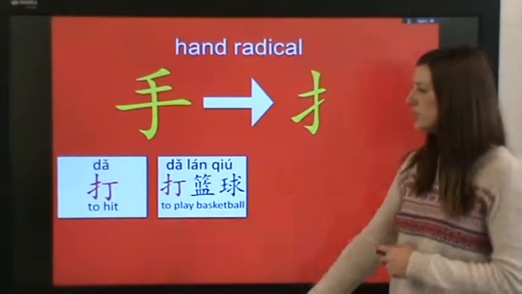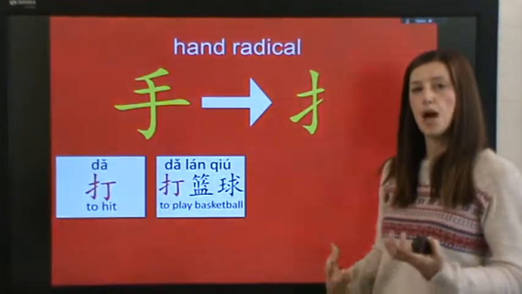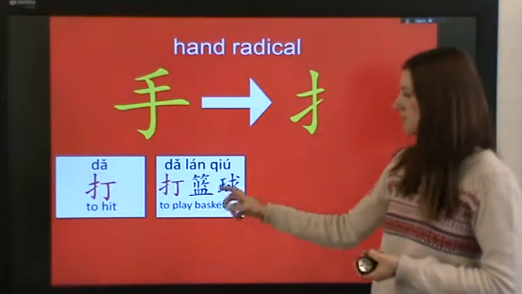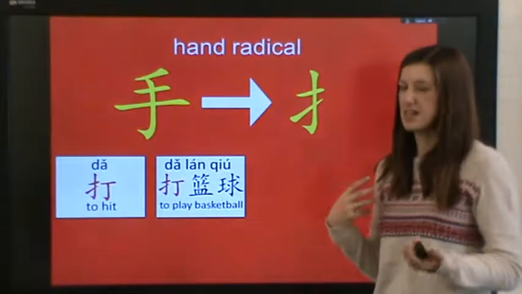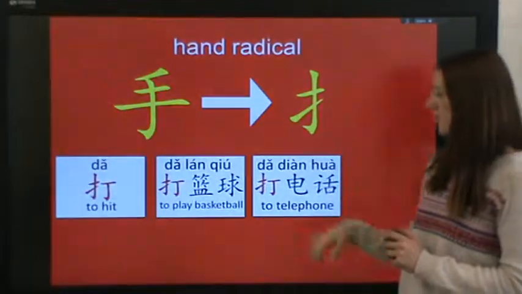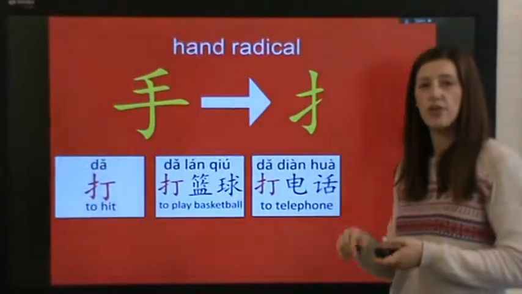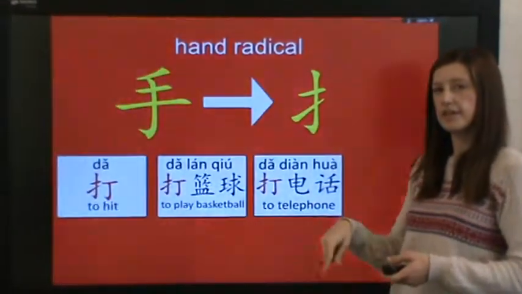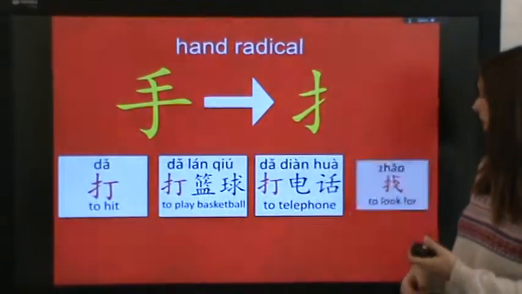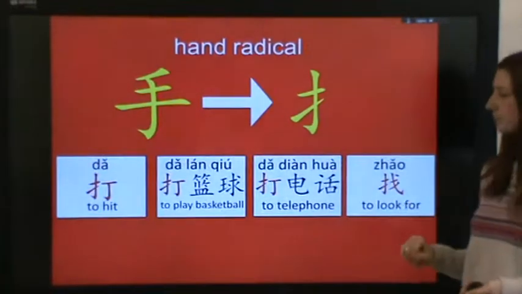We then can use that verb to hit with lots of different ball games. So for instance, one example, we've got 打篮球, which means to play basketball, and we can see it in 打网球 or 打乒乓球. We also have it in the verb 打电话, which means to telephone. Think of it that in the telephone you literally hit the keys to make the number. So 打电话 means to telephone somebody. And then we have it in 找, which means to look for.